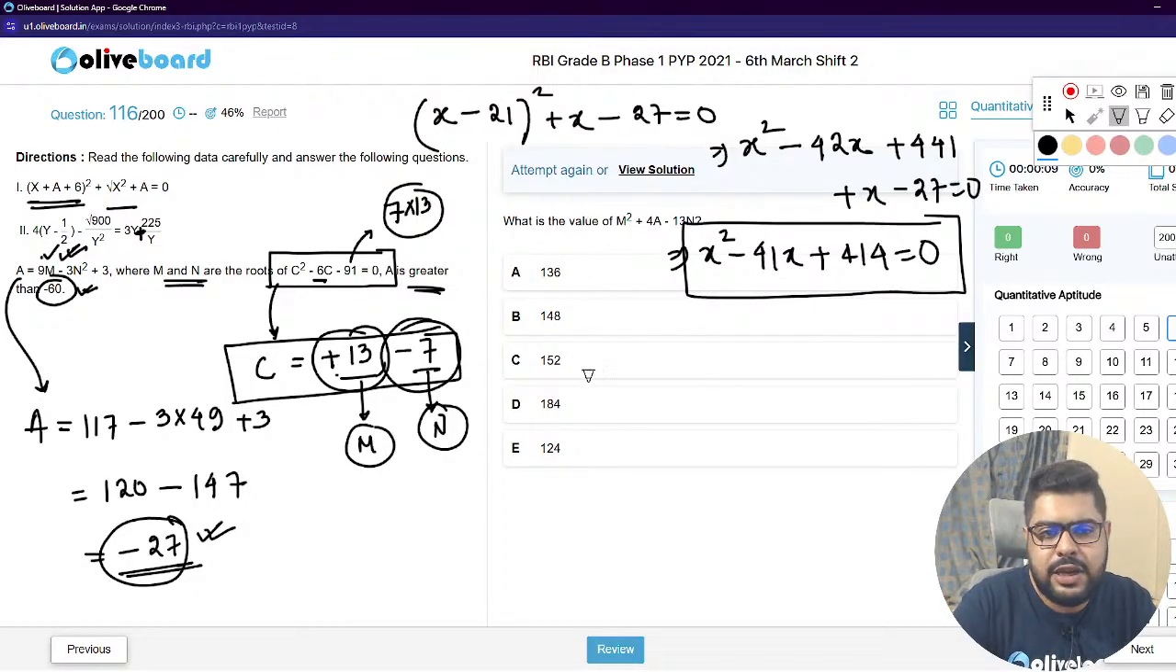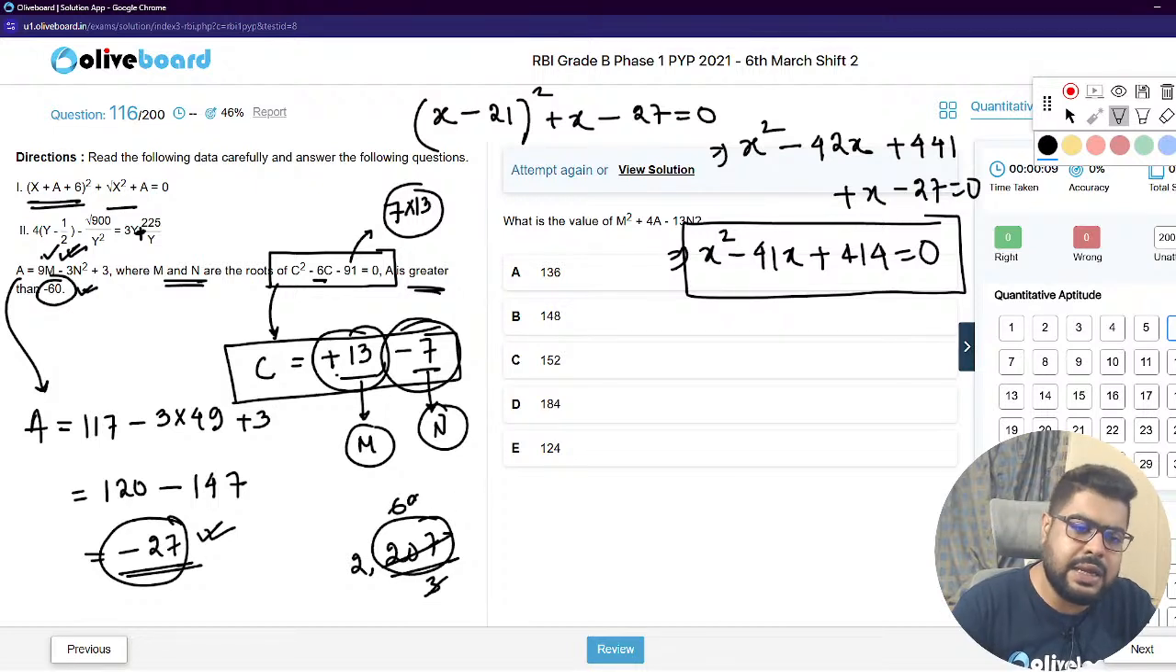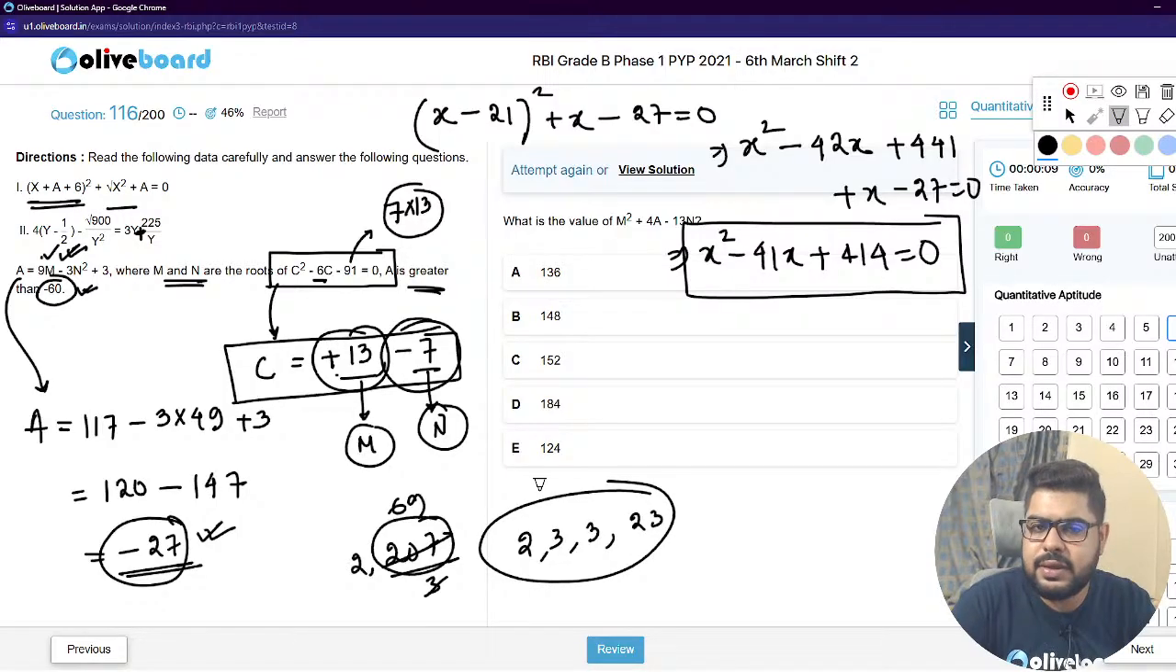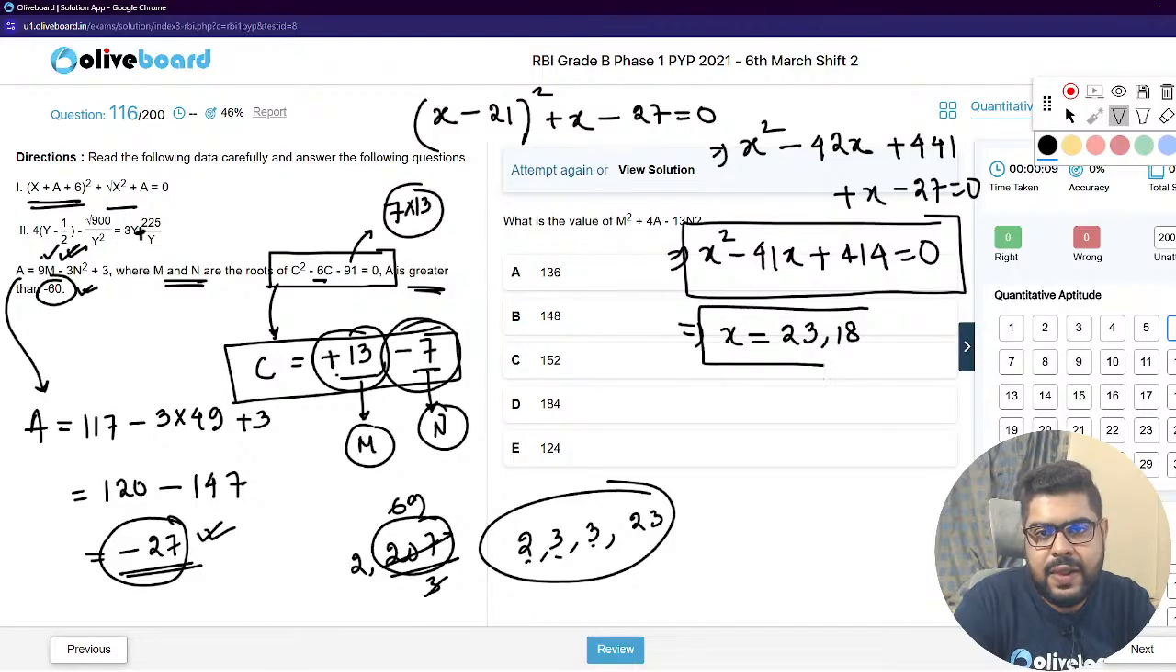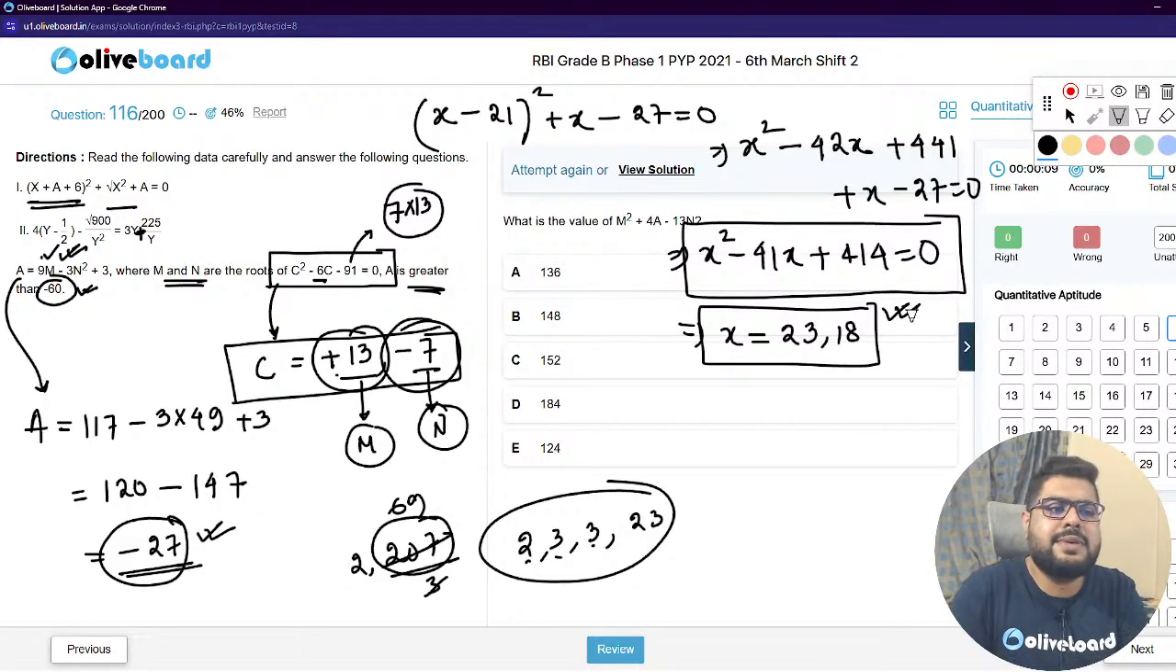Sir, 414 means 2 into this will give you 207. So divide this by 3. 6 are 18, 3 9s are this. So 2 3 and 69 means it's like 3 into 23, sir. Try and see, sir. 3 3 9 2s are 18, 23 and 18, sir. Yes sir, absolutely we are getting this. So x is 23 and 18. x is 23 as well as 18.